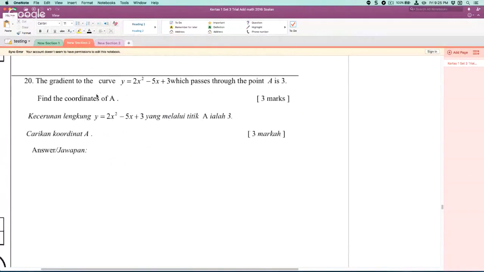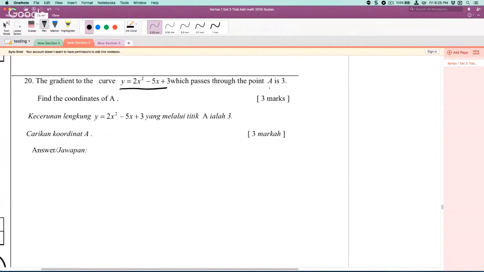Okay, the gradient to the curve. This is an equation of a curve which is passing through the point A. The gradient is 3. The gradient of the curve I know is dy/dx. You should always know this. Gradient actually means dy/dx for a curve. So the gradient is 3. And then passing through the point A, A should have x and y but we do not know that, so the question asks us to find the coordinate of it.